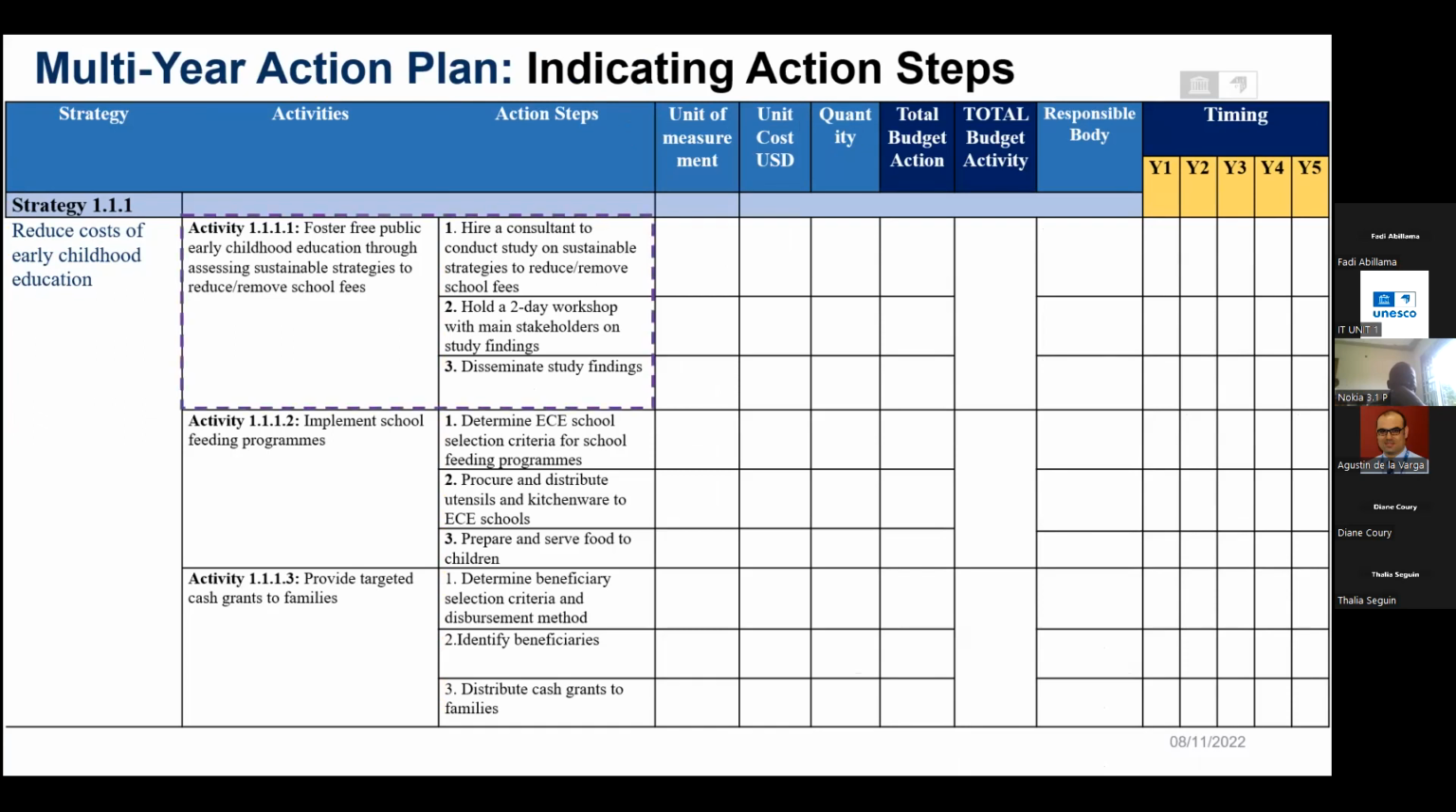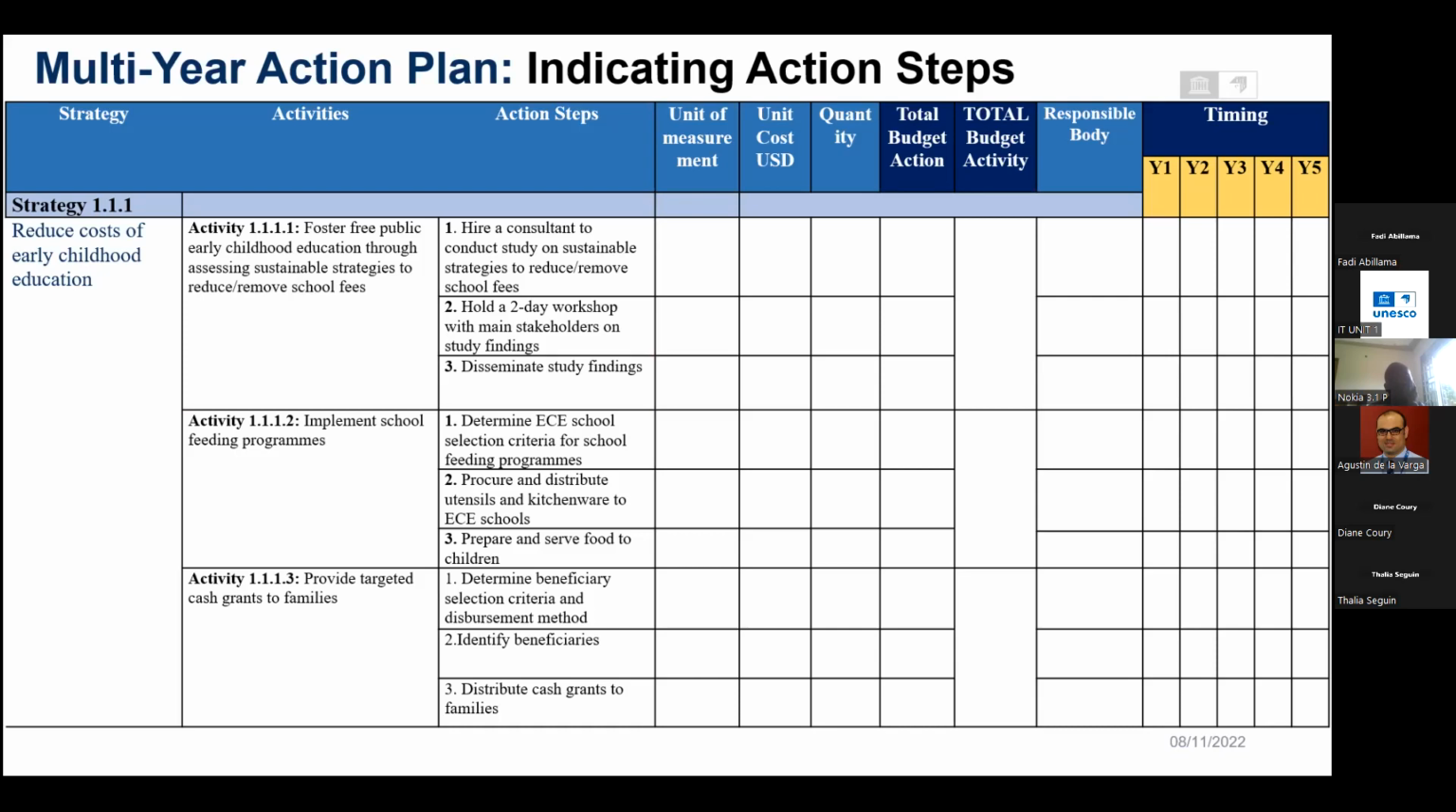With detailed actions, you need to ask yourself: if I want to undertake that activity, what are the different steps I need to carry out for that activity to be developed? For instance, let's take activity 1.1.1. The activity is to foster free public early childhood education through assessing sustainable strategies to reduce or remove school fees. In this activity, we know that at the end of the day we want to have a study, a report spelling out the strategies that are available to us to reduce or remove school fees.